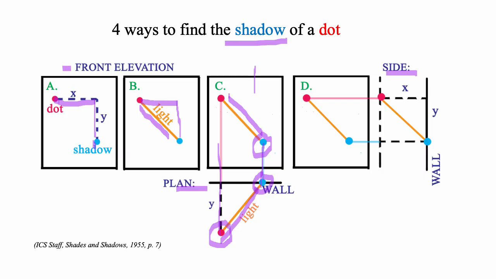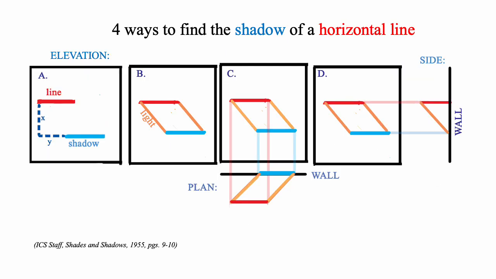Now, on the side view, we're looking at the wall here, and the dot is in front of the wall. So we transfer that position over. We draw a light ray from the dot to the wall, transfer that position back over here, and where it intersects this light is where we find the shadow dot.